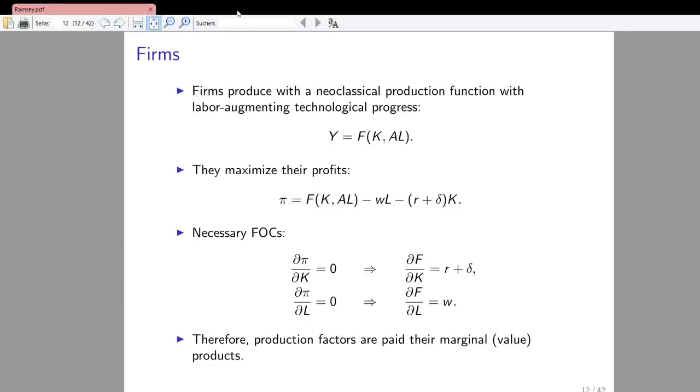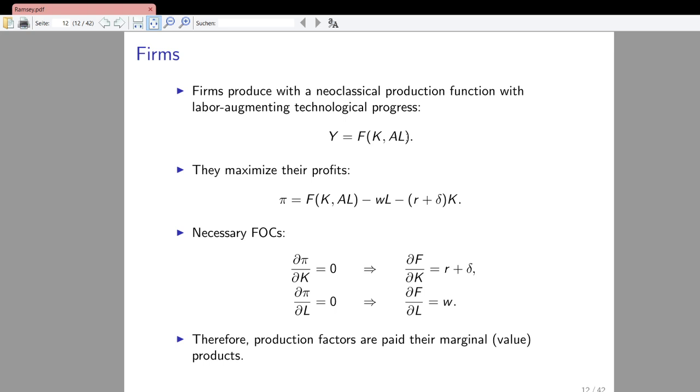Next, we endogenize the wage rate and the interest rate, and we do this by assuming a production function of firms that is neoclassical and that is similar to the one that you already know from the Solow model with technological progress. So here we have that output is produced with physical capital, so the machines, production halls, facilities and so on, and labor, where we assume labor augmenting technological progress, so the stock of technology multiplies with the production factor labor in the production function. So as technology progresses, the production factor labor becomes more productive.